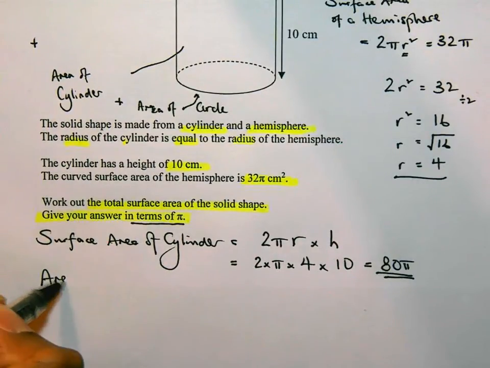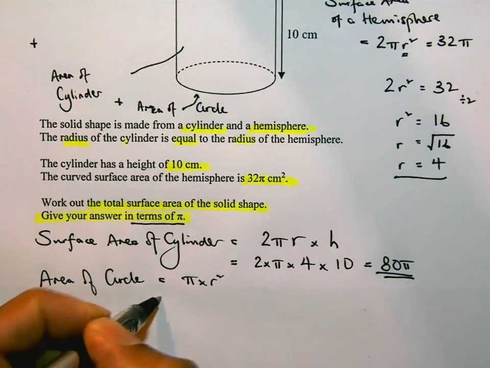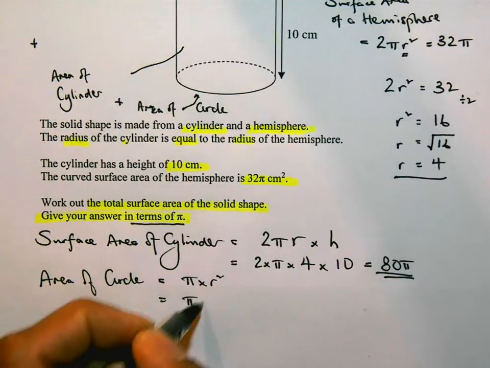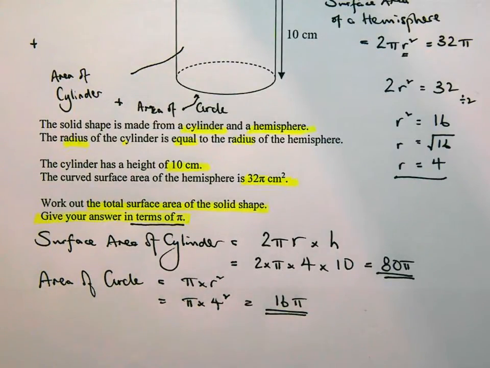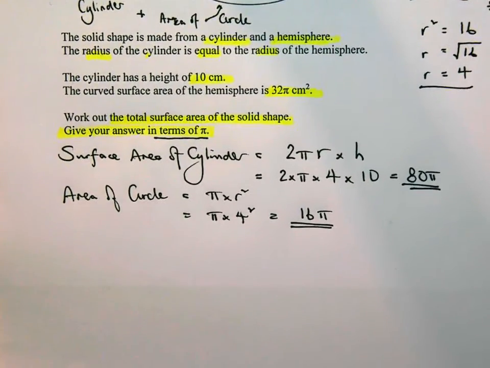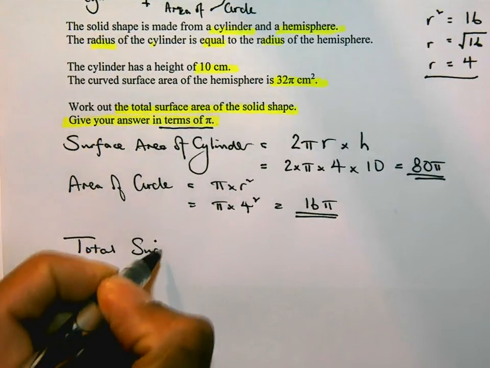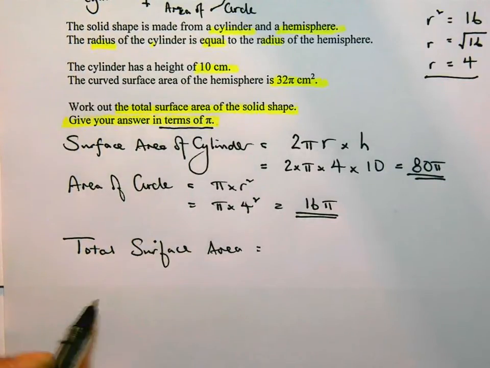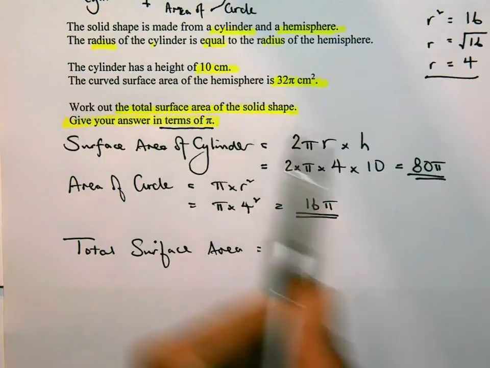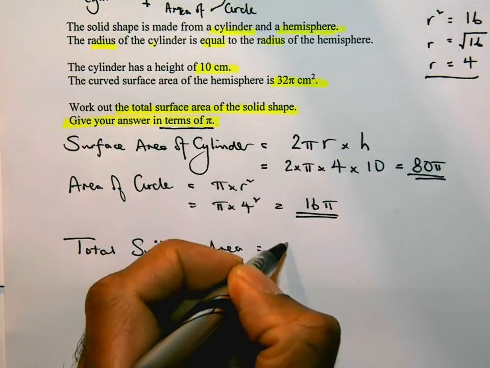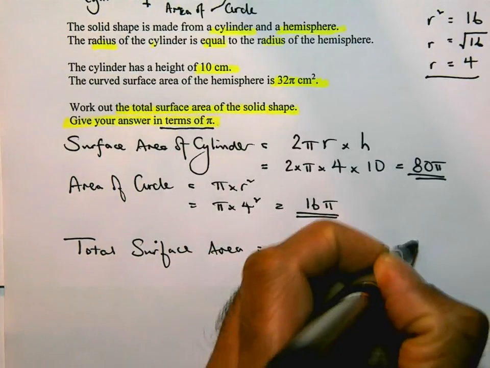The area of the circle at the bottom is going to be pi times radius squared. I know the radius is 4, so that's pi times 4 squared, which is 16 pi. So that's the area of the circle at the bottom. And don't forget, the question asked for the total surface area of the solid shape. So the total surface area is going to be the sum of the area of the circle at the bottom, the surface area of the cylinder, and the curved surface area of the hemisphere. So I'm going to add those three.